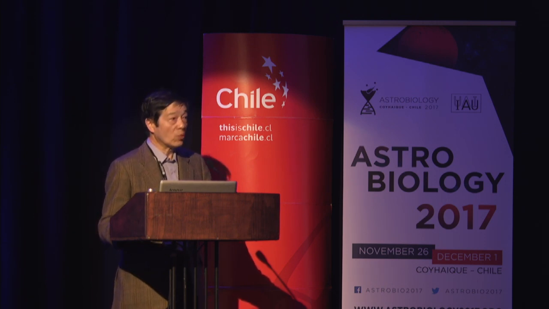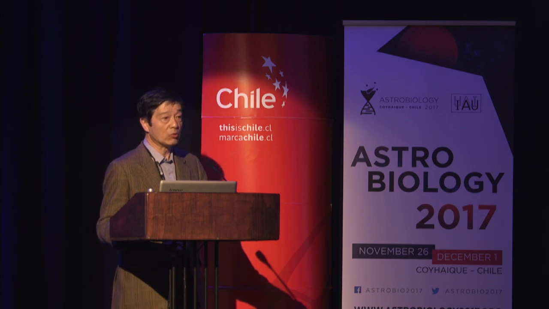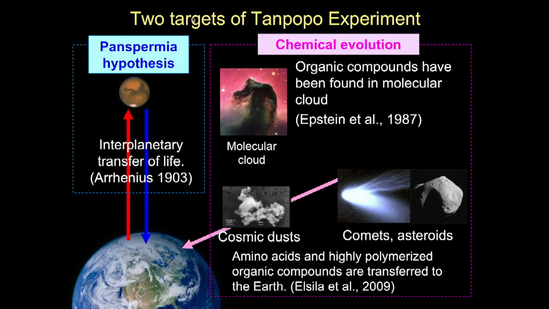Most of you know well that pan means everywhere or all, and spermia means spores or seeds. So more than 100 years ago, Arrhenius proposed that life might be everywhere in space and can be transported from Earth to other planets or otherwise.